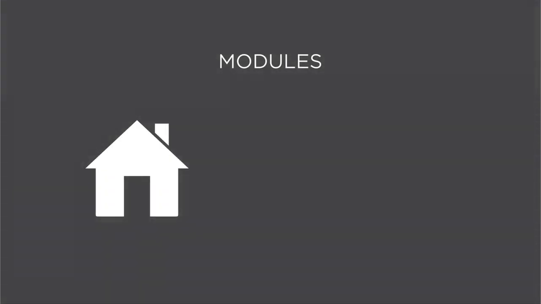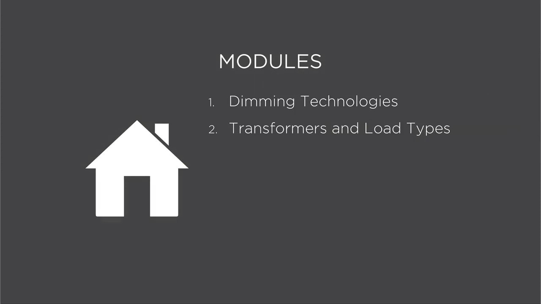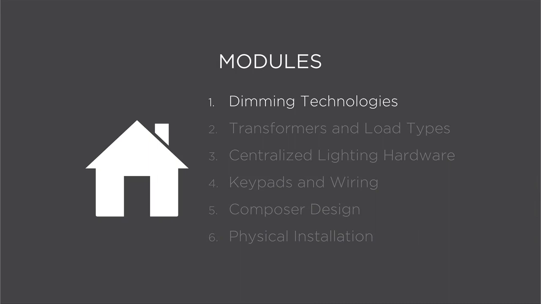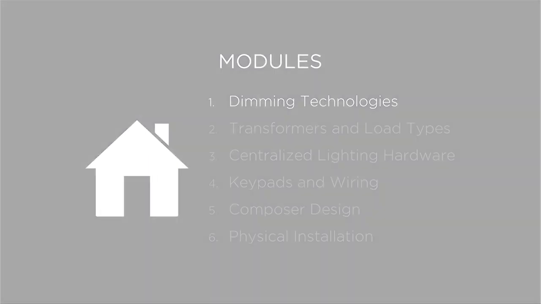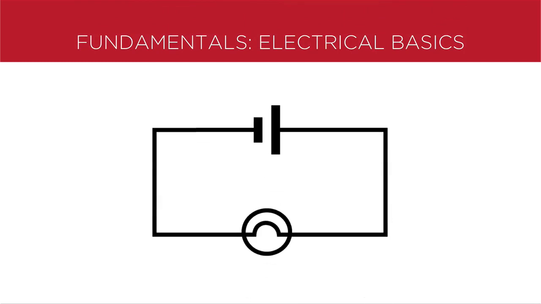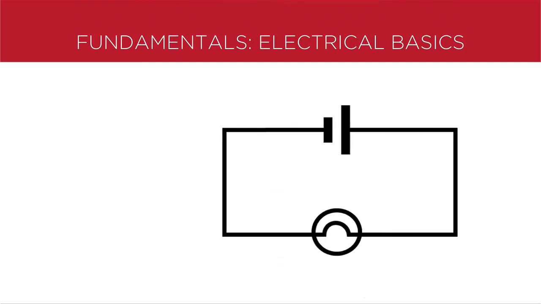This course has 6 modules: Dimming Technologies, Transformers and Load Types, Centralized Lighting Hardware, Keypads and Wiring, Composer Design, and the Physical Installation. Module 1, Dimming Technologies. Before we jump into the course, let's learn some fundamentals about electrical basics.